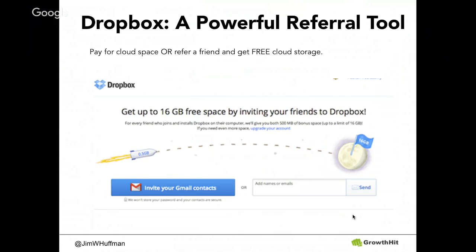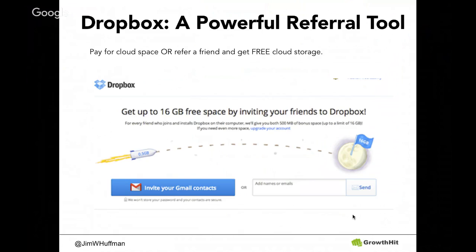Dropbox, another company that had a great product, but really had to find the right channel that worked for them. And they tried a lot of traditional advertising, whether it's display ads, keyword ads, but they saw diminishing returns after their budget got over about $20,000 per month.